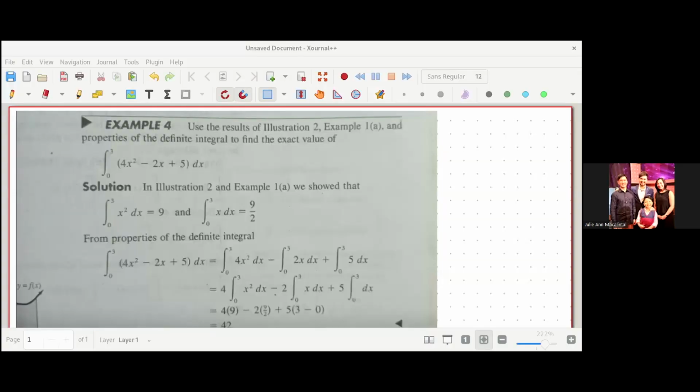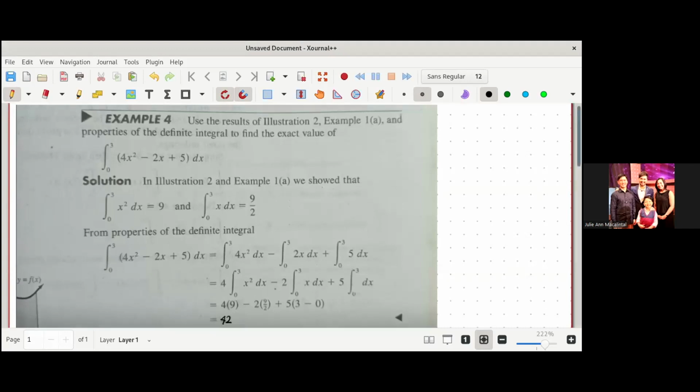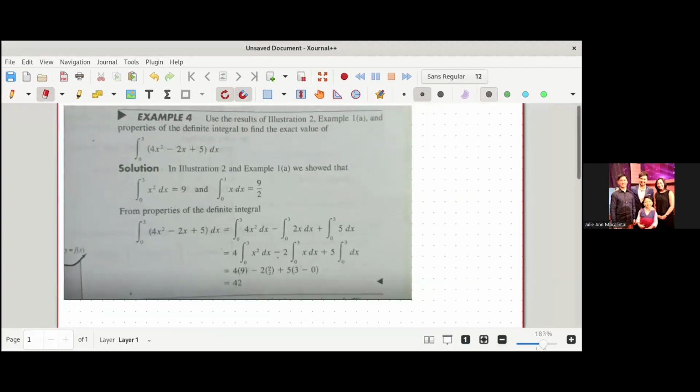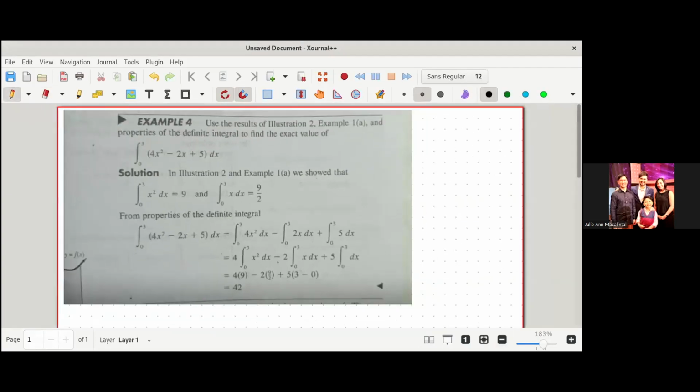Okay. So, ngayon, ito yung solution ni Leithold. Gusto ko na something more detailed kasi, for example, tingnan mo itong... So, for example, saan galing yung from illustration 2 in example 1a ito.